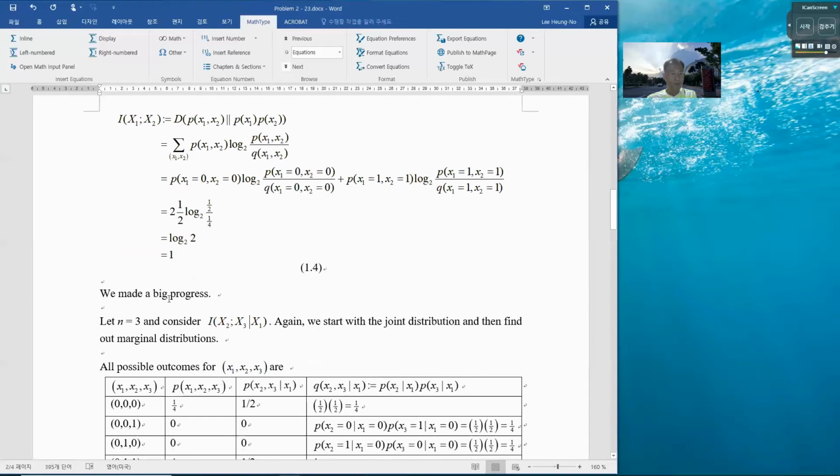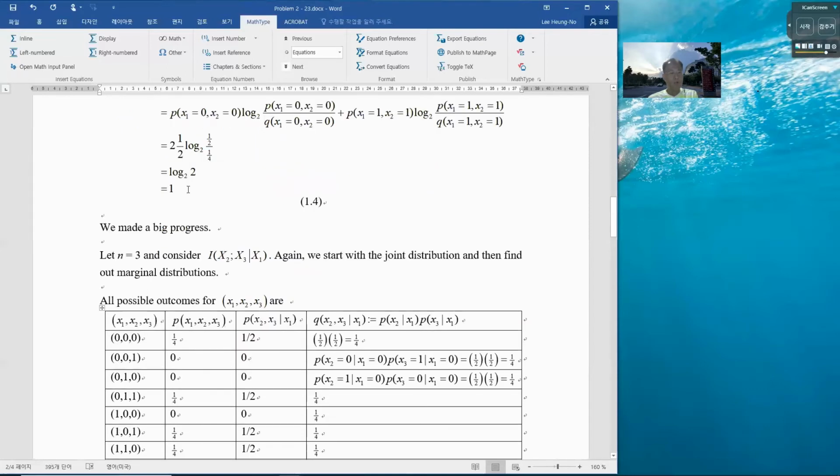So we made big progress, and we understand what it means to have the joint distribution and derive the marginal distribution from that. And there are other ways to get these answers, but this is one way that we can do it.